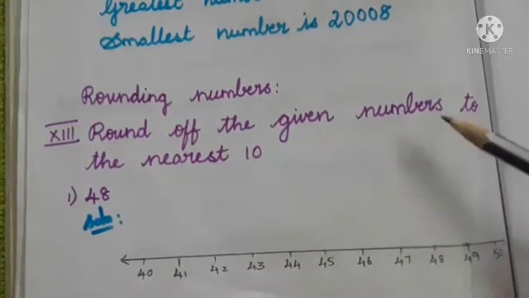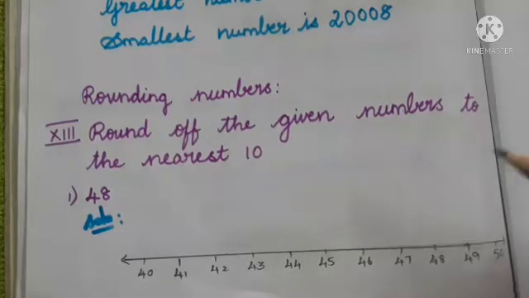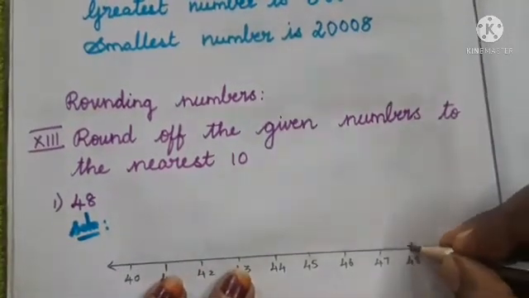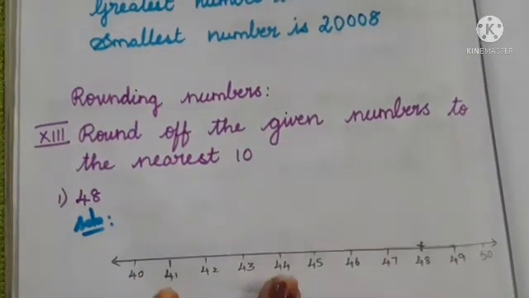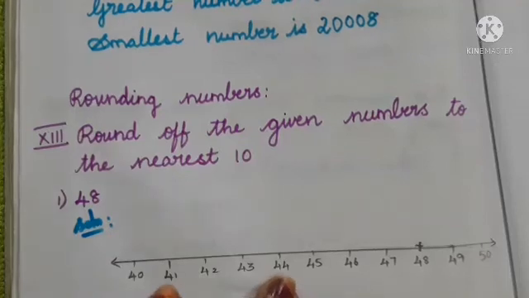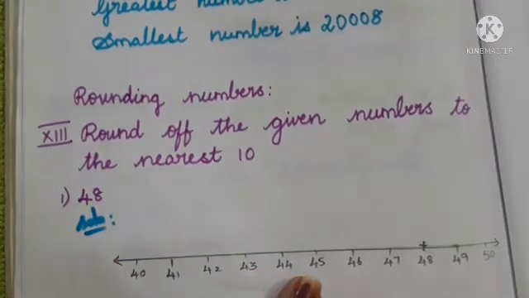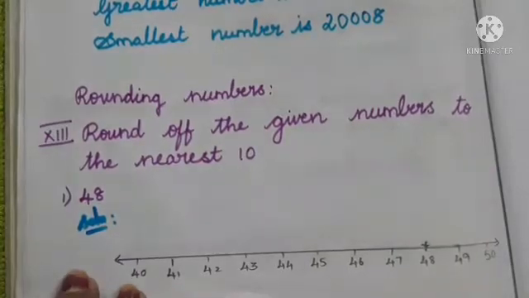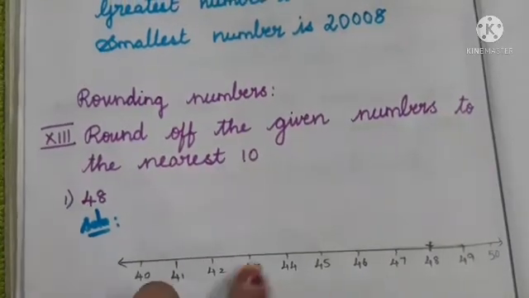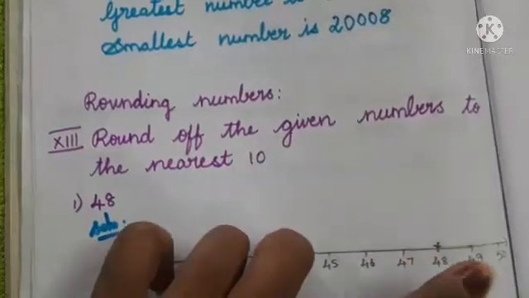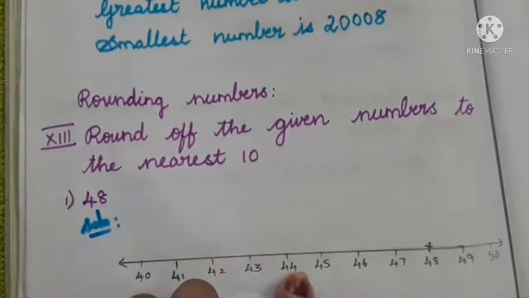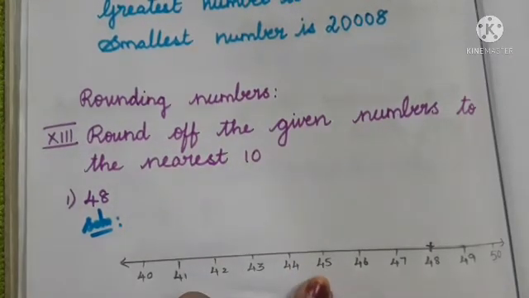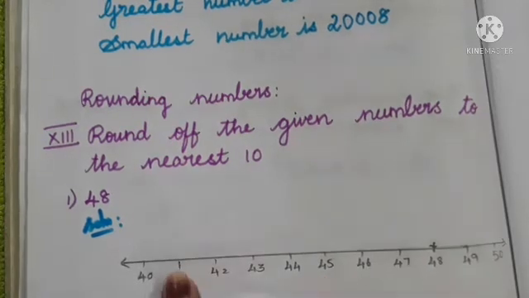Listen. Here we have 48, the given number. Here is 45. Which is the middle number? Look here, how many numbers are there? 1, 2, 3, 4, 5, 6, 7, 8, 9, 10, 11. So totally 11 numbers are there. Which is the middle number? Yes, 45 is the middle number, exactly halfway between 40 and 50.